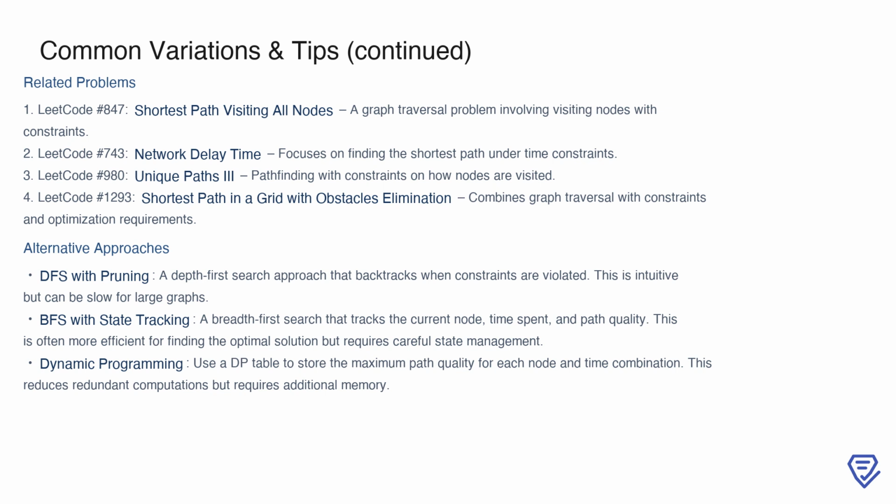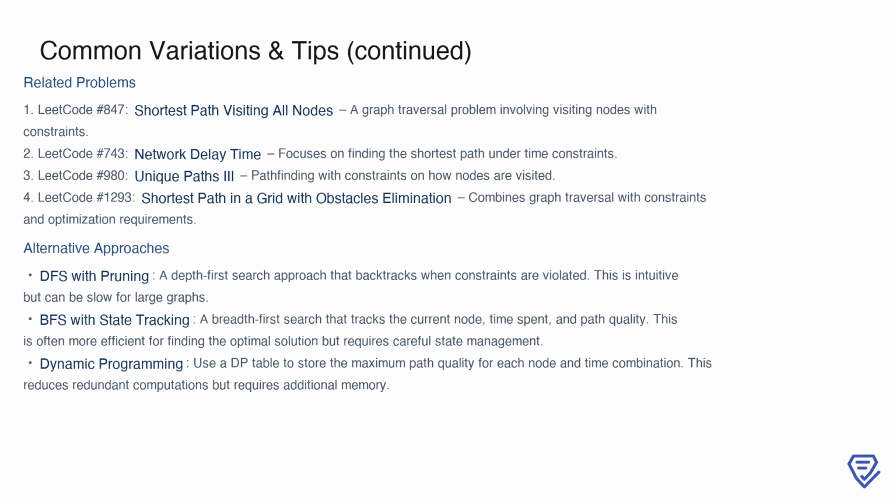Considering alternative approaches, DFS with pruning is a common method. It allows you to backtrack when constraints are violated, making it intuitive, though it may be slow for larger graphs. BFS with state tracking is another option and is often more efficient for finding the optimal solution. However, it requires careful management of the state, including the current node, time spent, and path quality.